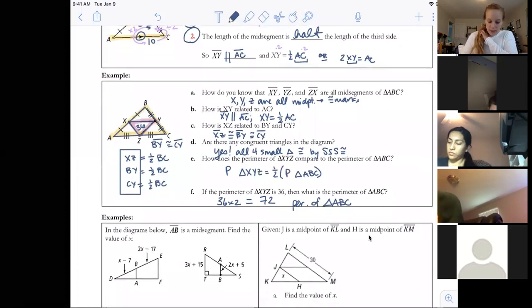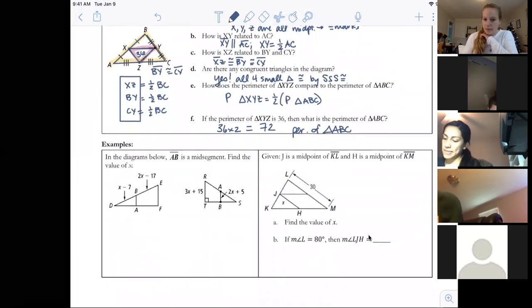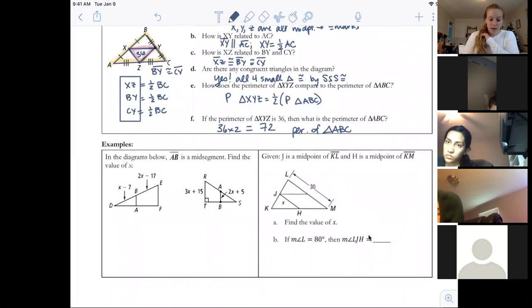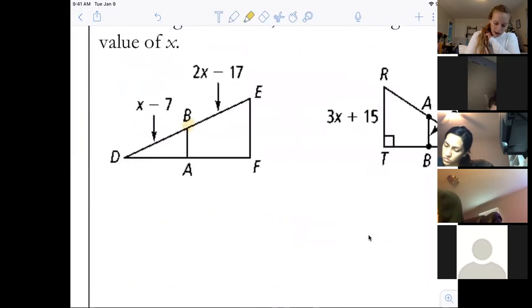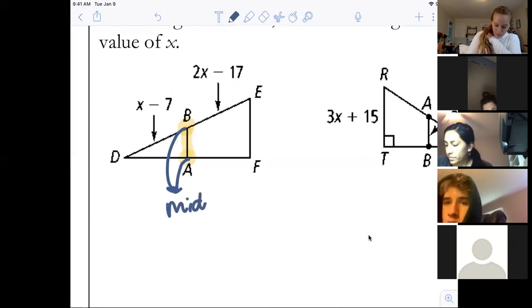All right, let's jump into the next problems. These last three problems on this page are using our idea of midsegments. So on the left box, it says AB is the midsegment. Find the value of X. If AB is the midsegment, then what are A and B? What do we call A and B? Midpoints. Midpoints, very good.